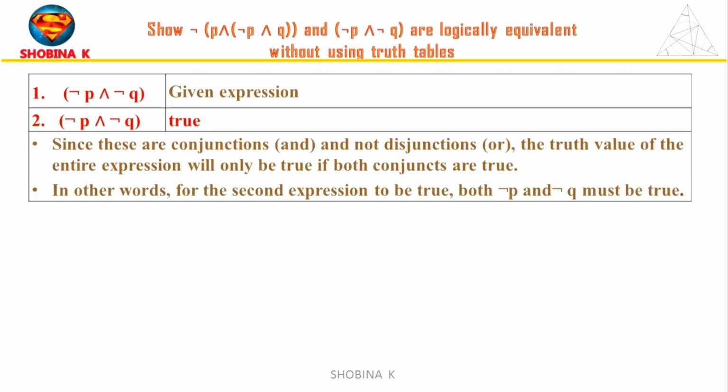Now consider the expression not P and not Q. This is already in simplified form. In this expression we have a conjunction. The truth value of the entire expression will only be true if both conjuncts are true. In other words, for the second expression to be true, both not P and not Q must be true. Now we can see both expressions have the same truth value. Therefore, they are logically equivalent.